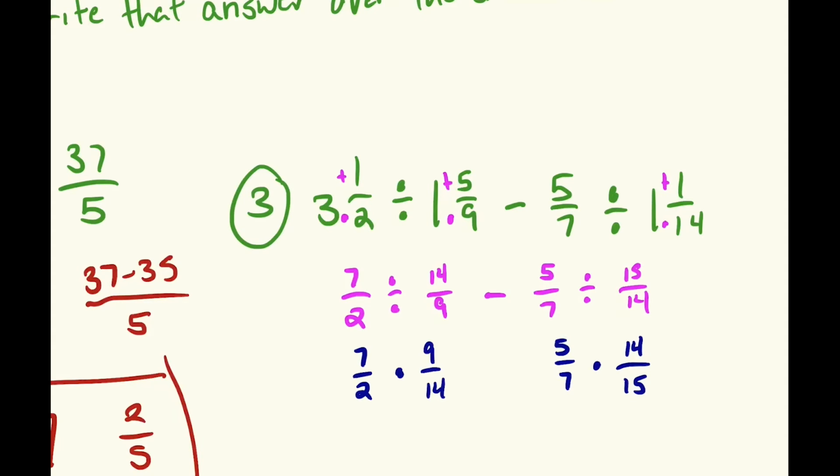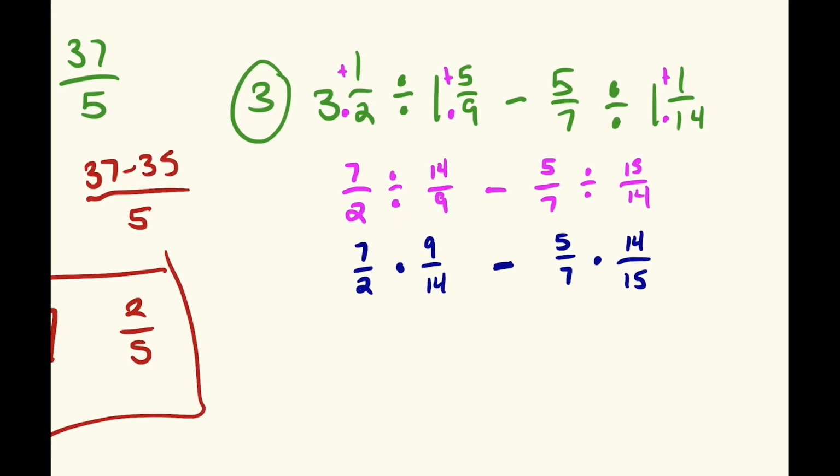Change the sign. And we know at the end of the day we're going to subtract those. So we have 9 times 7, which is 63, over 2 times 14, which is 28. We're going to subtract that from 14 times 5, which is 70, and 15 times 7, which is 105.